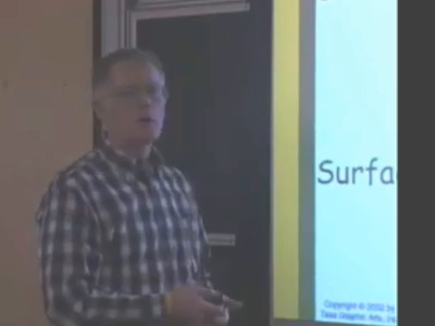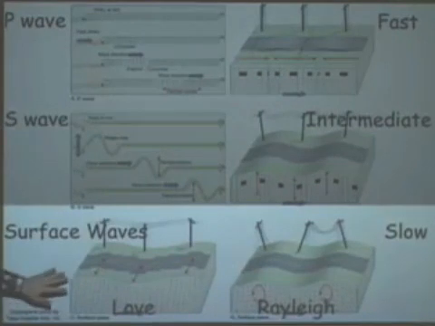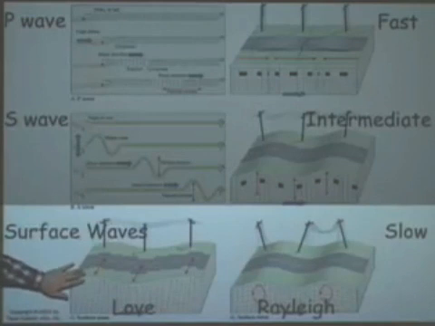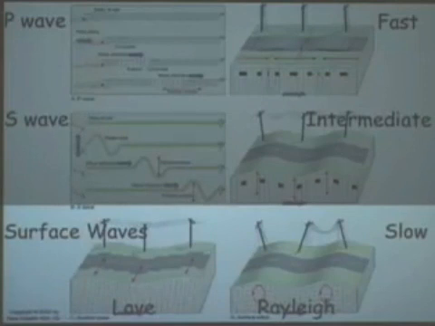Slowest of all the waves would be the surface waves. These are so named because the maximum amplitude that they produce is at the surface of the Earth. The amplitude of oscillation of the Earth decreases as you go into the Earth, so that by the time you get down to 40, 50, or 60 kilometers within the Earth, these surface wave amplitudes have died away.